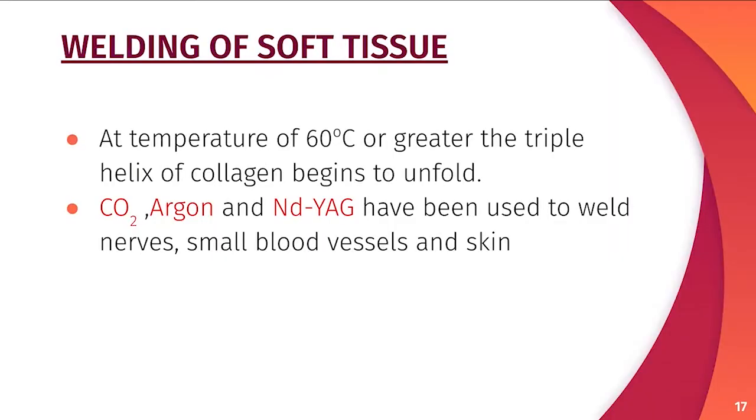The next use, welding of soft tissue. At a temperature of 60 degree or greater, the triple helix of collagen in the tissue gets unfolded, which results in welding of soft tissue. Carbon dioxide, argon, Nd:YAG have been used to weld nerves, blood vessels, and skin.